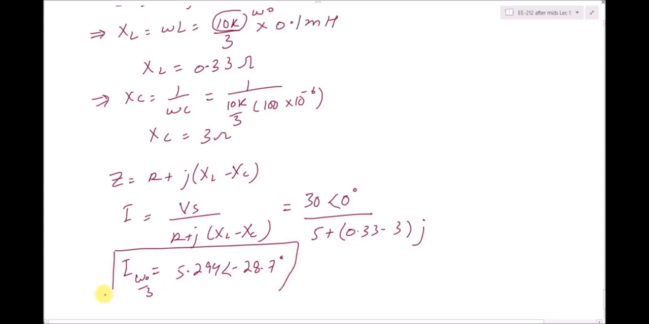So the maximum current will be obtained at the resonant frequency, that was 6 ampere. Any value other than the resonant frequency will give you a current value that is lesser than the maximum value.